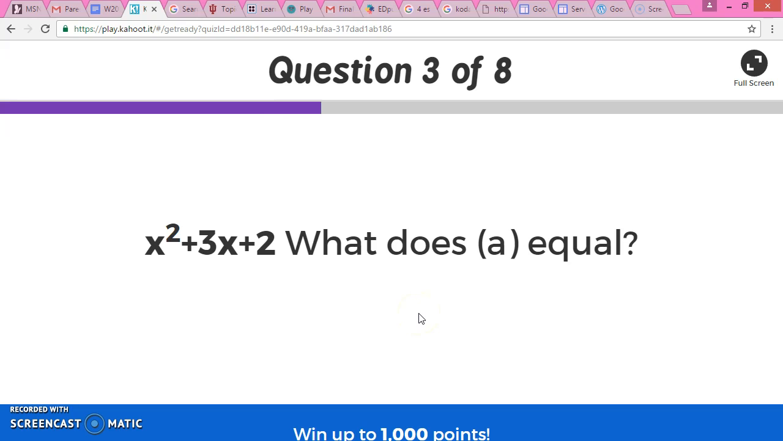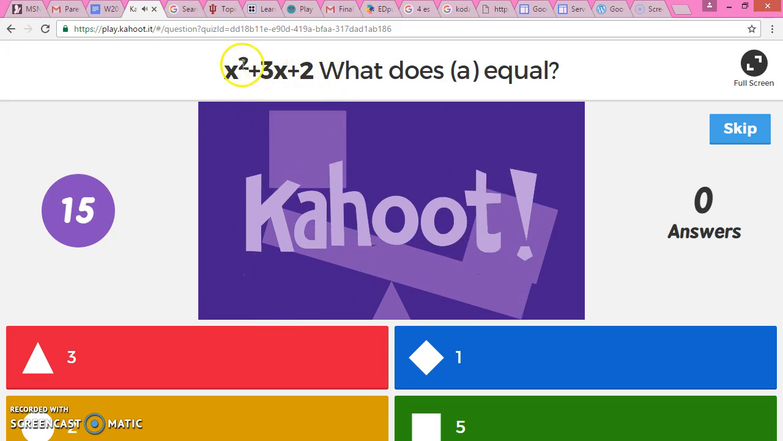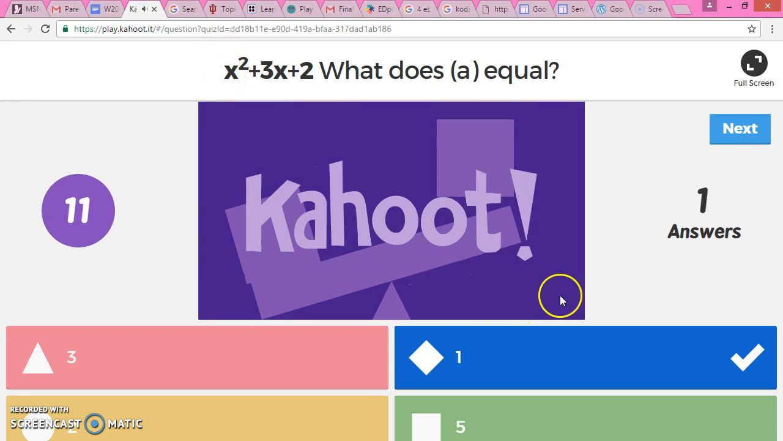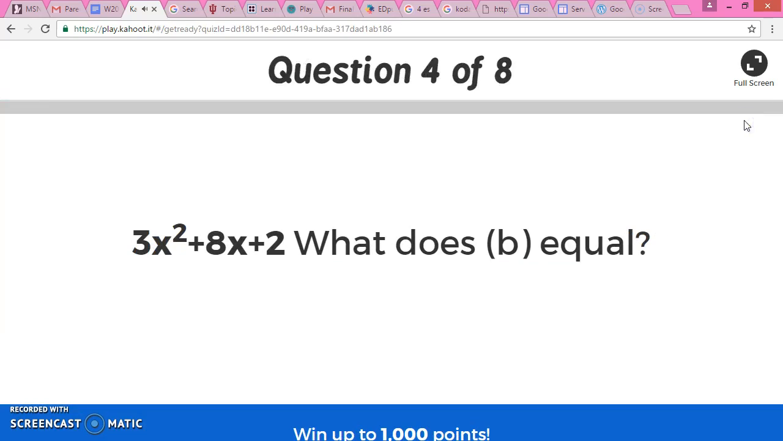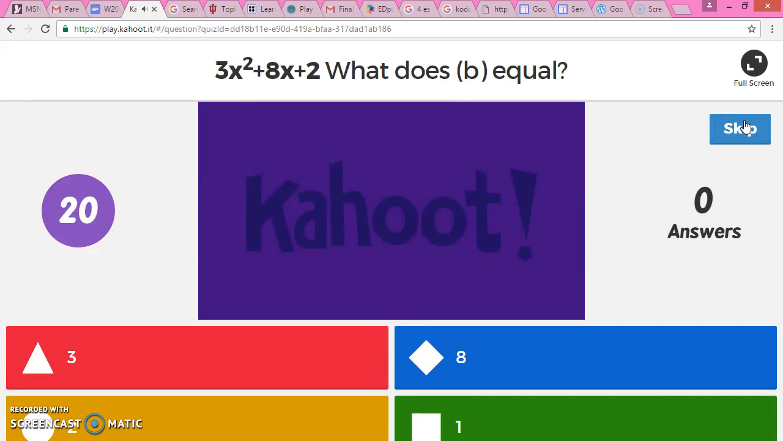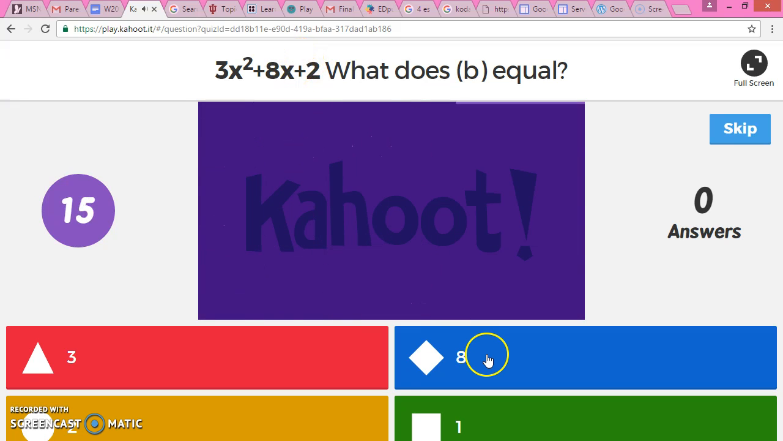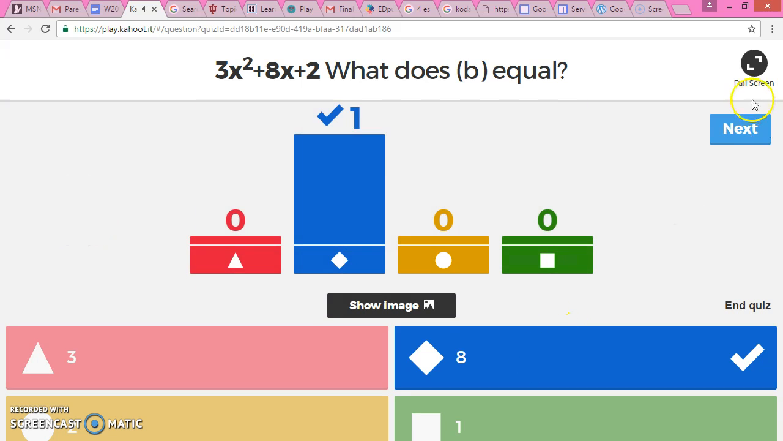So, question 3, what does A equal? So, got A, B, and C, so A would be 1, which is diamond. And then A, B, and C, what does B equal? It would equal 8, which is also diamond. You can also skip the question if it seems too hard for your students.